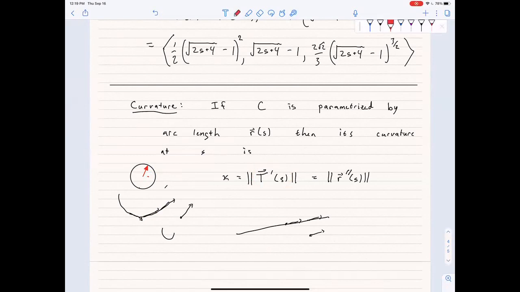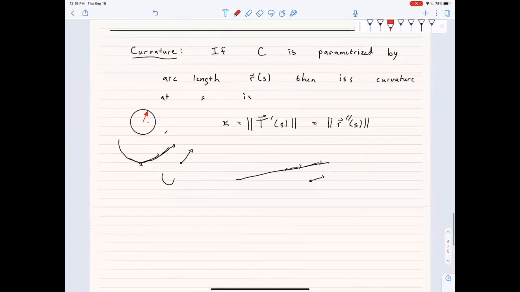I don't have quite enough time today, but maybe on Tuesday next week, what I want to do is parametrize the circle with arc length and look at what the curvature of a circle is. And we'll see that it's very much reflective of the idea of curvature.